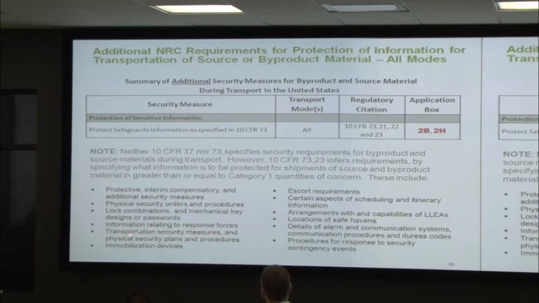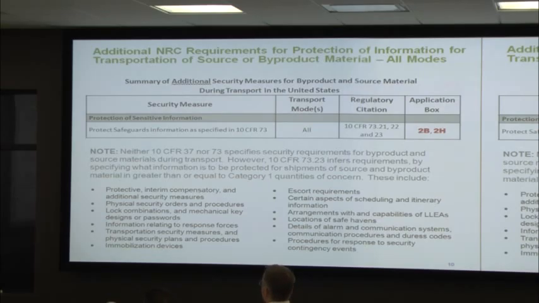Transport security measures and physical security plans and procedures, what are they? Put them in the transport plan. It even talks about immobilization devices. What do we mean by that? That could be something where you have a panic button inside the cab of a truck.